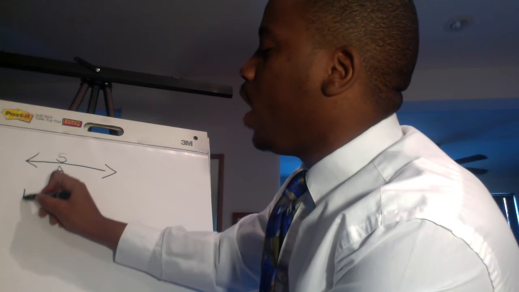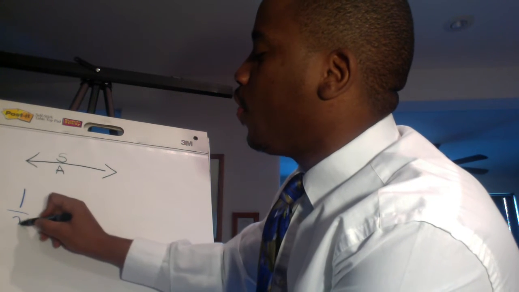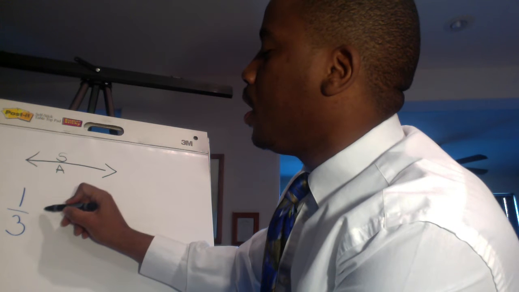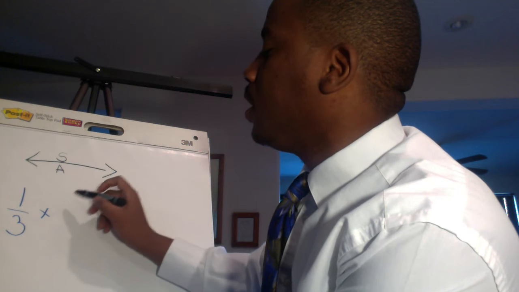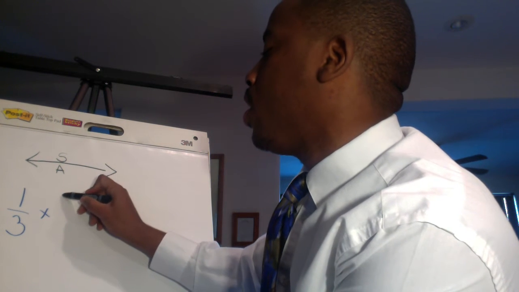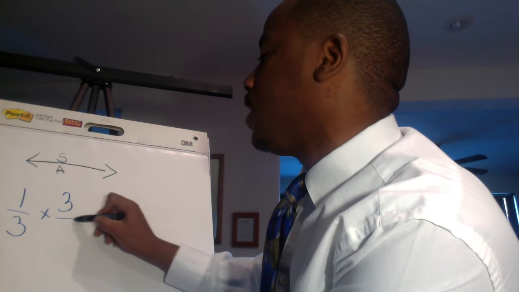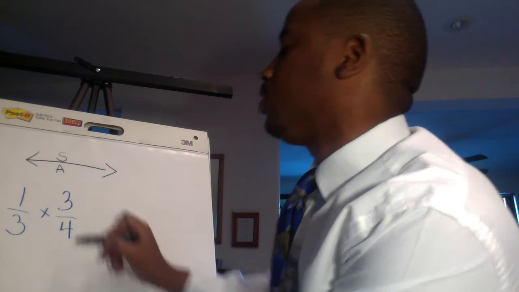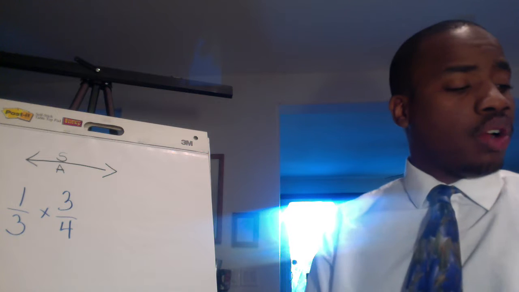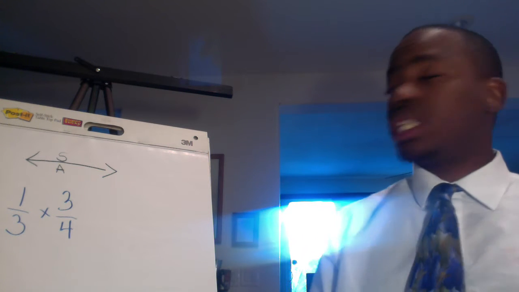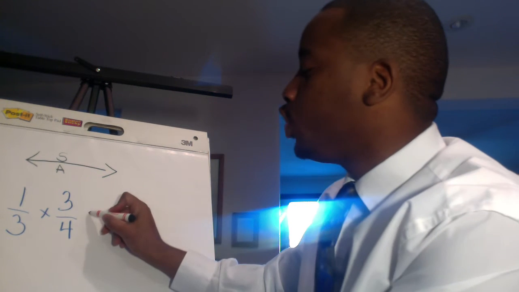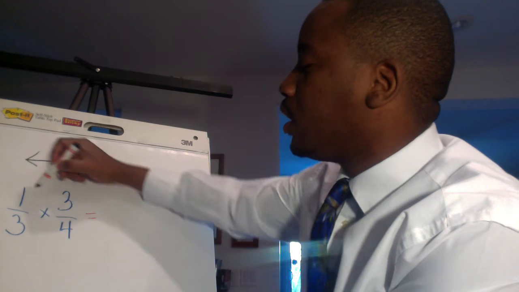Let's say I have 1/3 times 3/4. And again, I call this a straight across because for this lesson, you just simply go straight across to solve your fraction.